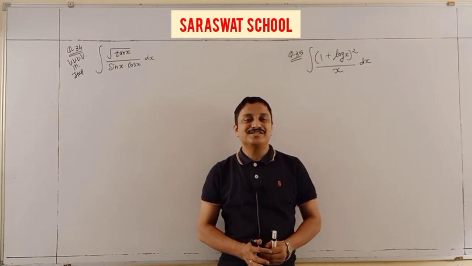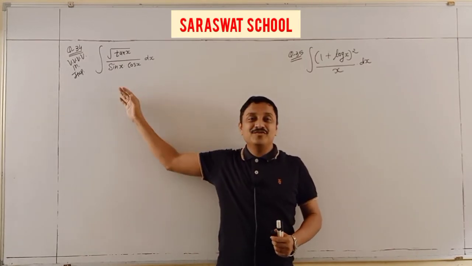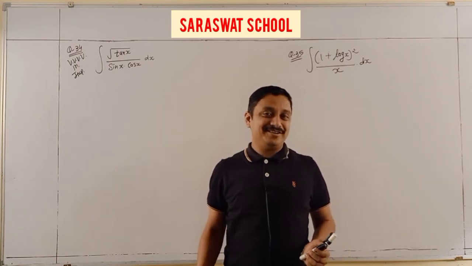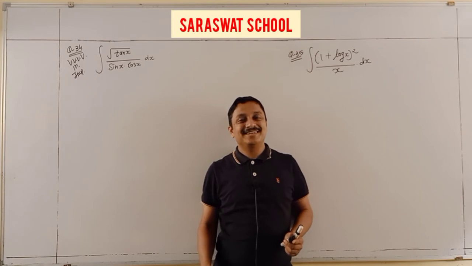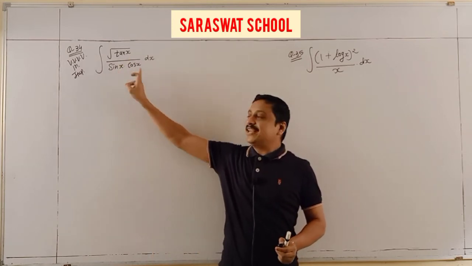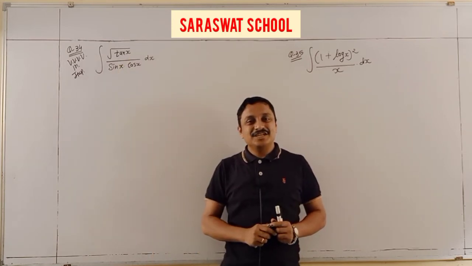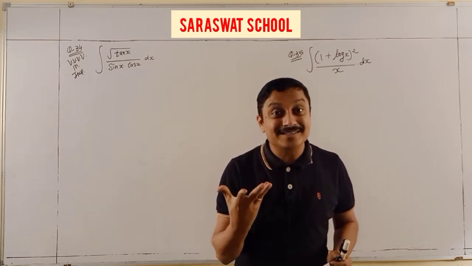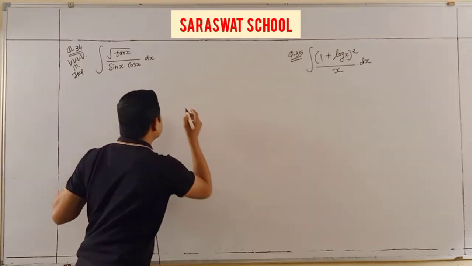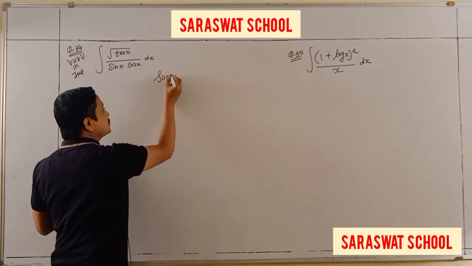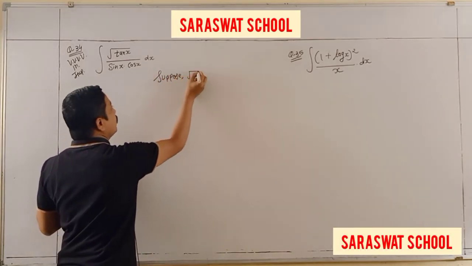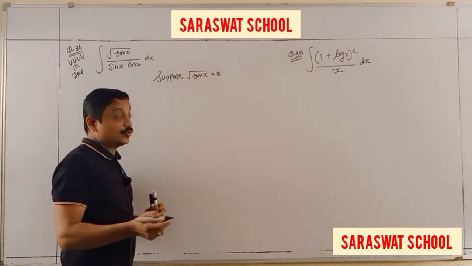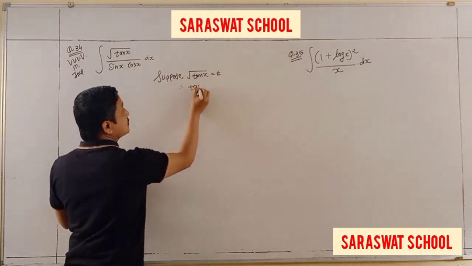Now continue, students, with question number 34, which is very important at exam level. Integral of under root tan x by sin x cos x dx. Students, for root functions, the best way is to assume t. So my first step: suppose root tan x is t. So what do you get? Tan x is t square.